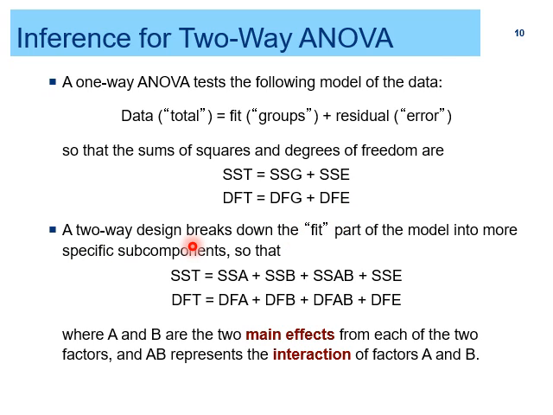A two-way design breaks down the fit part of the model into more specific subcomponents. Because there are two components, we will have SSA and SSB. Then SSAB, because there might be an interaction or not, and for error that is SSE. Similarly, for degrees of freedom, we will have degrees of freedom A, degrees of freedom B, degrees of freedom AB, plus degrees of freedom E. A and B are the two main effects for each of the two factors, and AB represents the interaction of factors A and B.